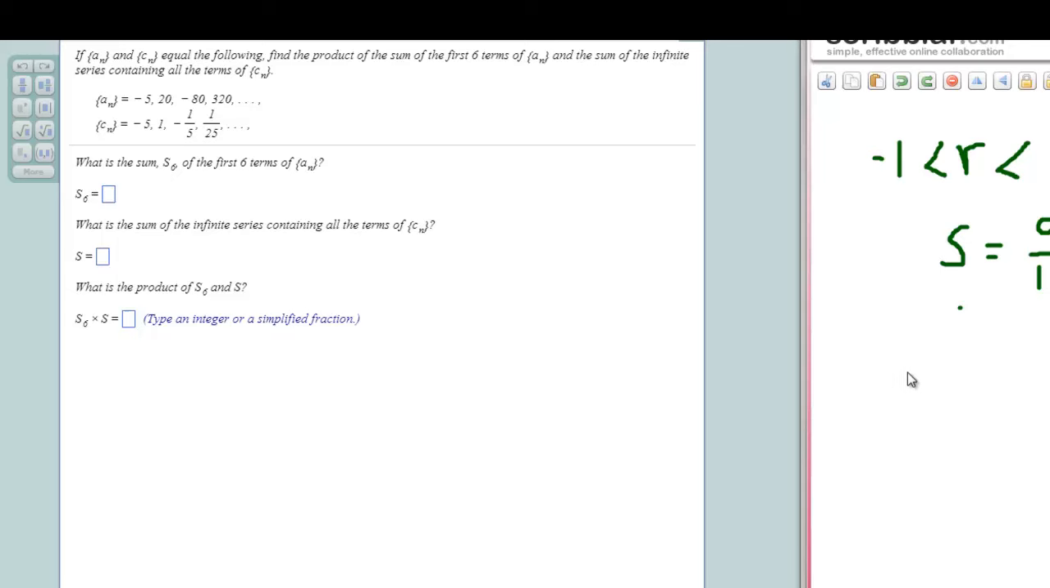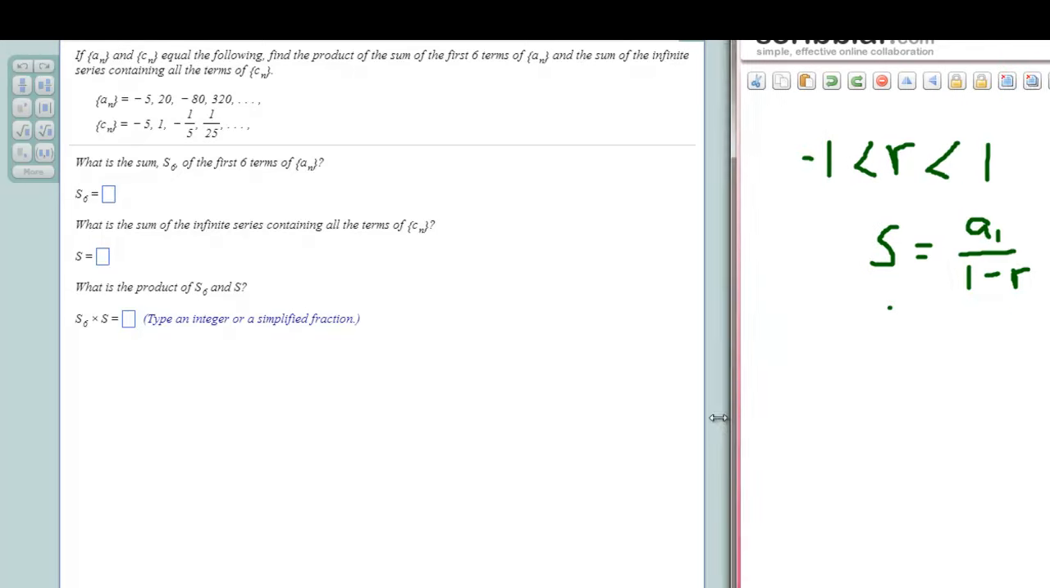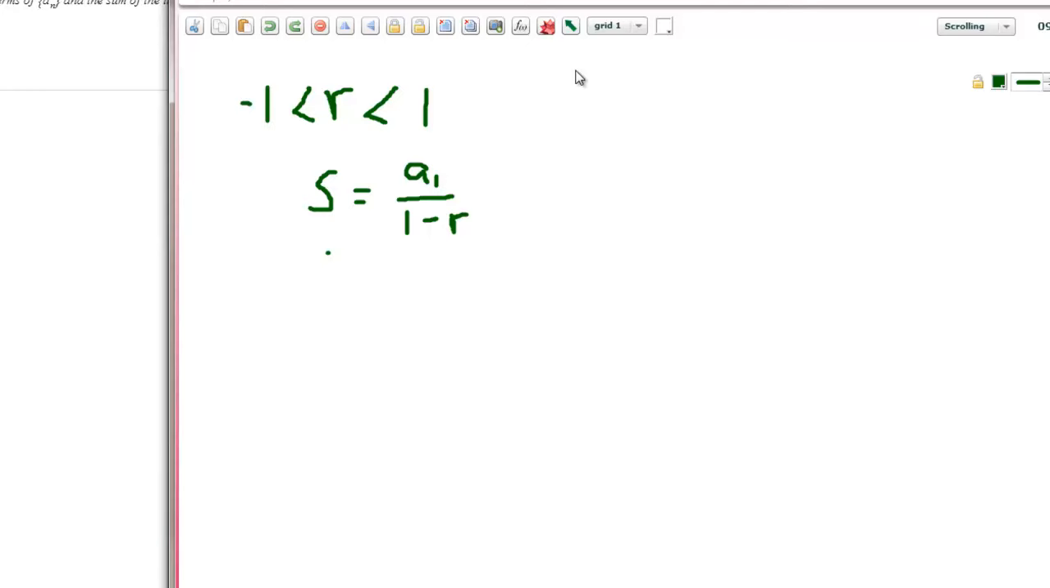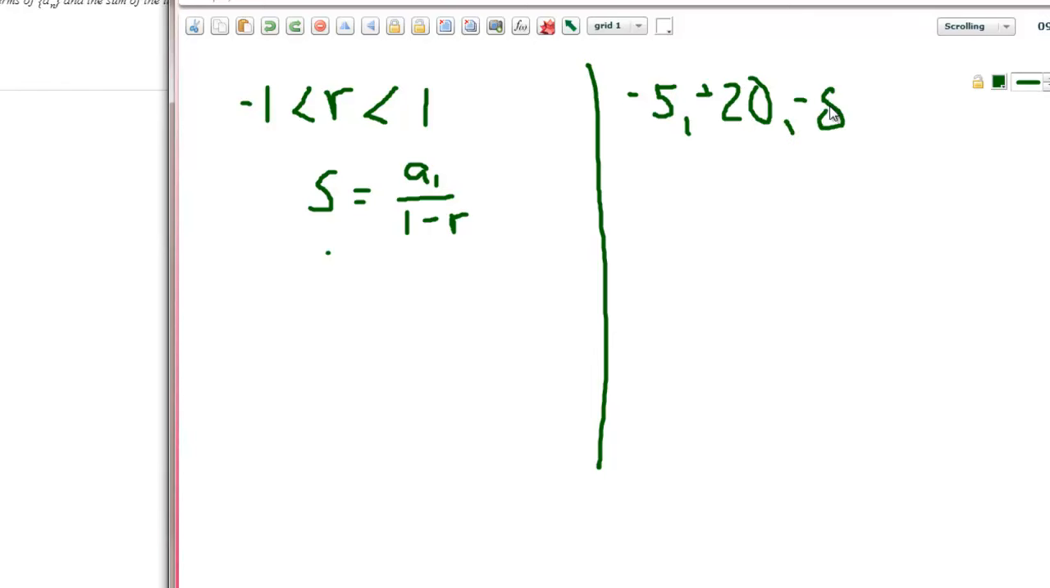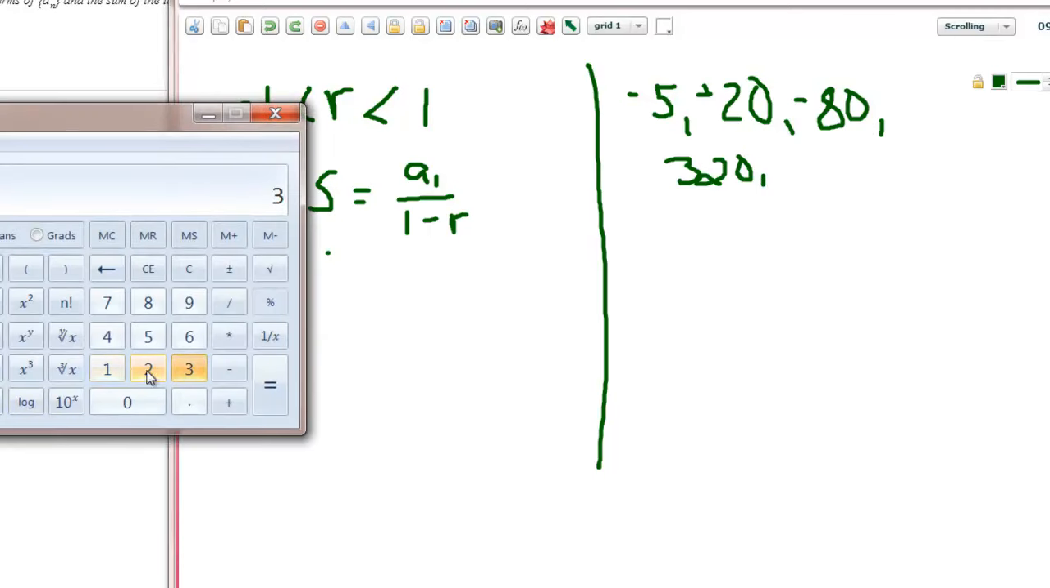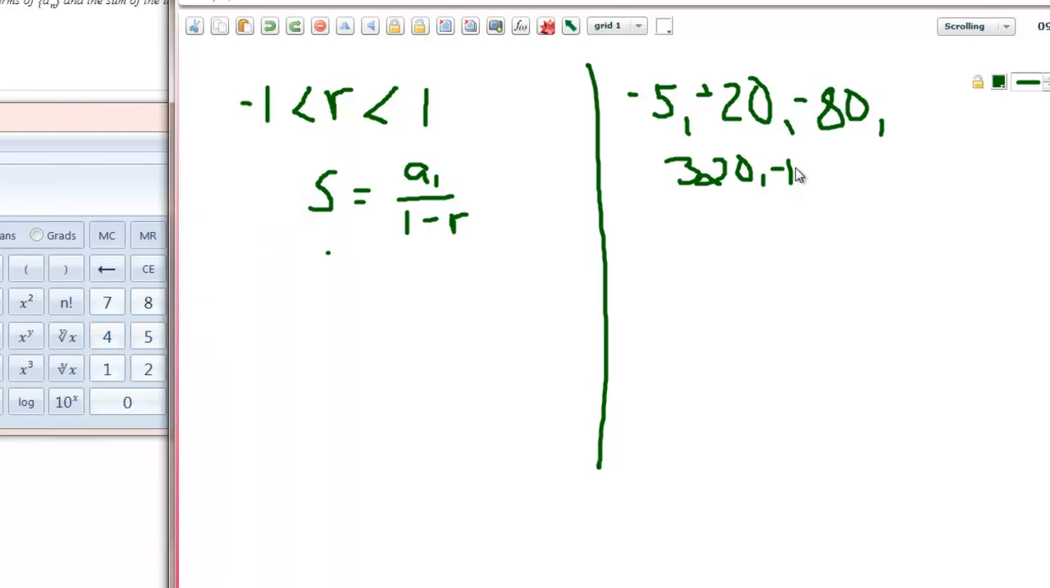And so let's take a look. So that first term there, this is actually going to be the information for the second part. So we have -5, then +20, and then -80, times that by -4 to get +320, times that by -4, and 320 times 4 is negative 1280.